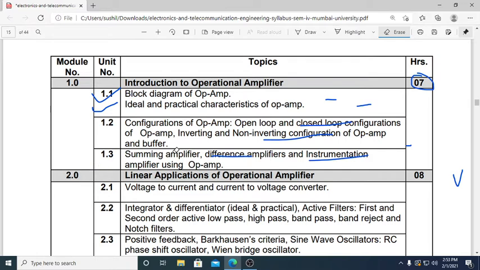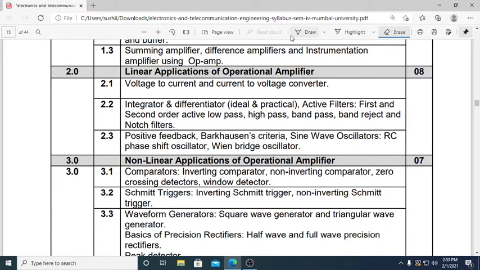In the second module, you have to see the linear applications of the operational amplifier, which we call the op amp for short. These include voltage to current converter, current to voltage converter, integrator and differentiator, both ideal and practical. Then filters: first and second order low pass, high pass, band pass, band reject and notch filters. Then with positive feedback, the Barkhausen criteria, sine wave oscillators, the RC phase shift oscillator and the Wien bridge. These are the linear applications.